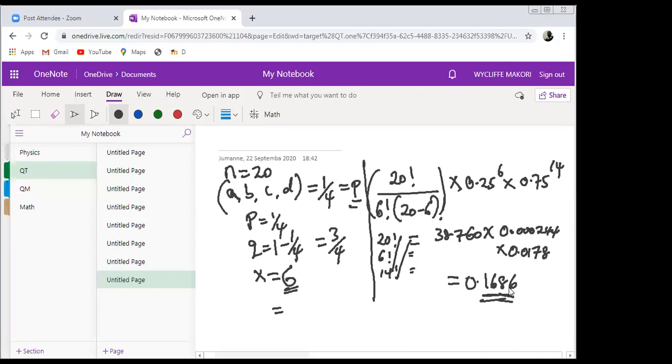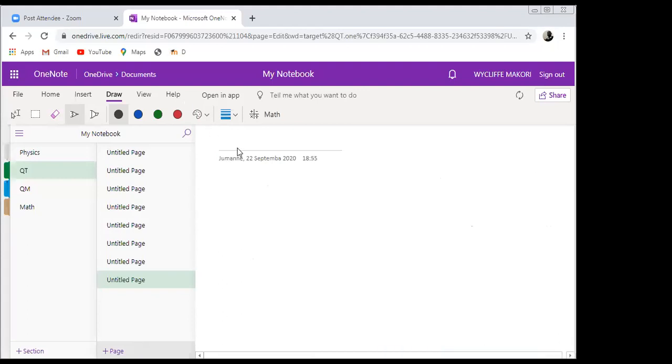Any other question? Okay, if there is no other question, Lukale, you can give us the last question so that we can go to the next. Okay, let me read.